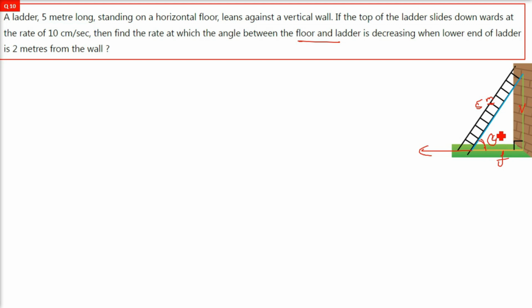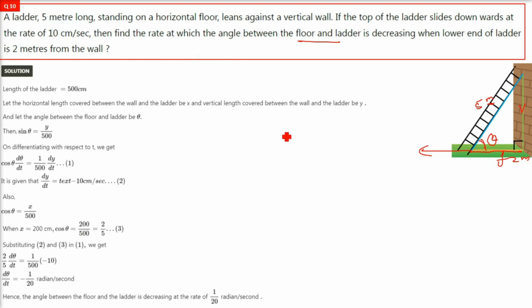This theta, d theta, the rate of change of theta, we have to find out. Main thing is this: since 10 centimeters per second is already there, we'll find out d theta by dt when the lower end of the ladder is 2 meters from the wall. Now I said meters and centimeters, so that is the main catch here.